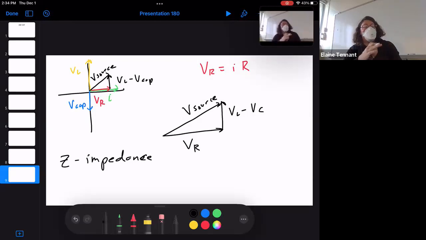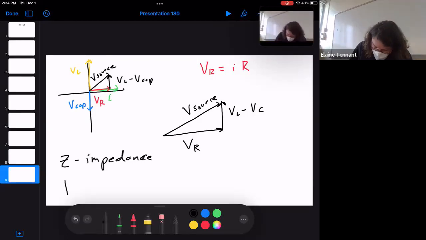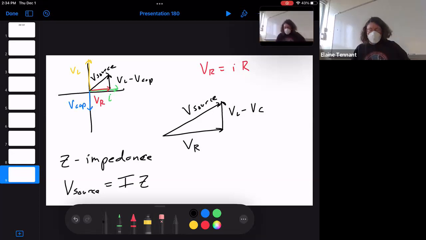Sound okay? And we can write down this Ohm's law equation that says if we look at the total voltage through the circuit, that equals the current times the total impedance of the circuit. So when you're seeing that Z, that really means that you're taking the total impedance of the circuit, the resistors, the capacitors, the inductors, whatever's in it, just all of it together. Sound okay?